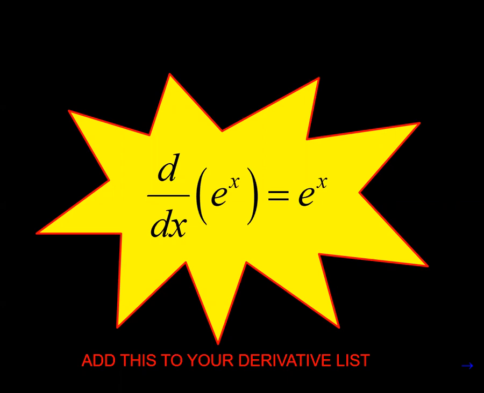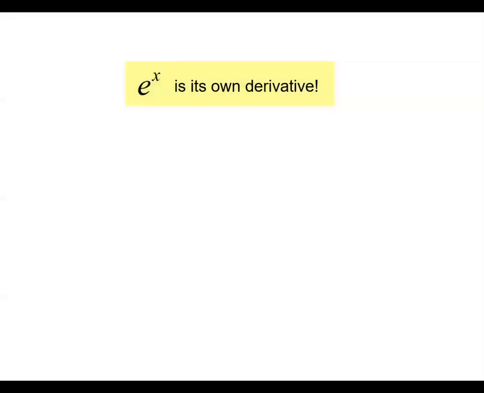If you wanted to know a slope on the e to the x function, you just need to know what the y value is at that point. So this is going to be one of our first rules, and I'm going to save putting what we should put on our foldable here in a second. It's its own derivative.